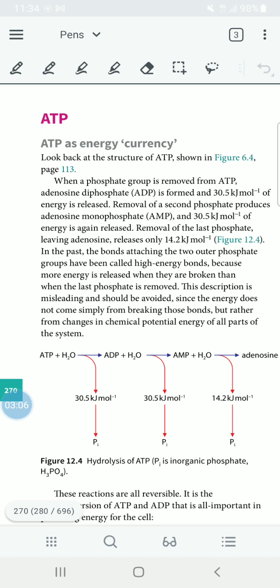So we have to understand that when one phosphate is removed from ATP to produce ADP, 30.5 kilojoules per mole is the amount of energy released. Then ADP to AMP, again 30.5, but AMP to adenosine, when you remove the last phosphate, then only 14.2 kilojoules of energy is released, right?